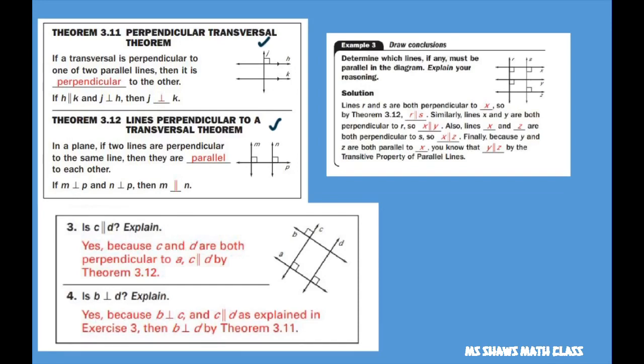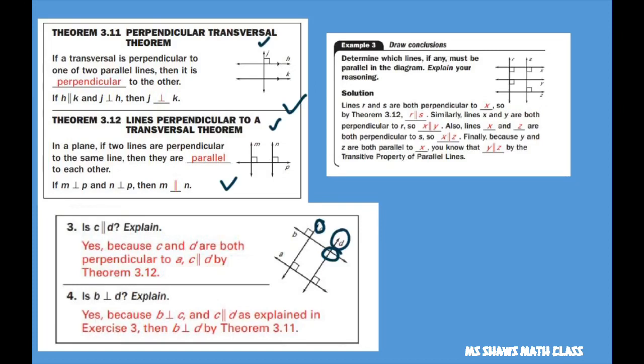Is C perpendicular to D? Are these parallel? Yes, they're parallel because C and D are both perpendicular to A, by Theorem 3.12. Is B perpendicular to D? And so that's right here. Is it perpendicular? Yes, because B is perpendicular to C and C is perpendicular to D. So that's by Theorem 3.11.